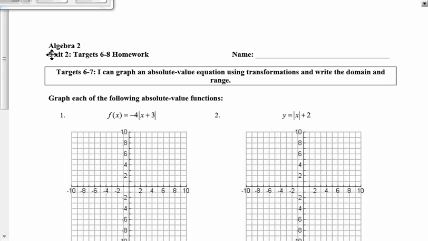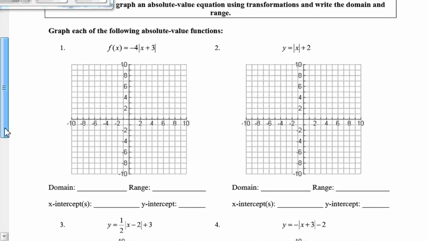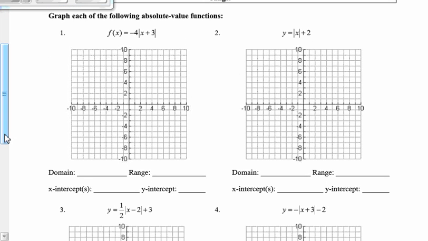We are working on your homework for Target 6 through 8 from Unit 2. Target 6 and 7, we're actually going to pair together on this homework. The graphing part is Target 6. And then whenever we write the information like the domain, range, x and y intercepts, that's Target 7. And then Target 8 will be on the back.